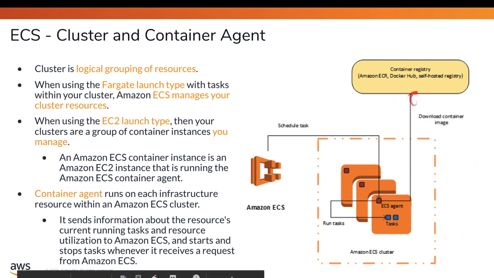So here you can see that the ECS agent can talk to your container registry, which can be Amazon ECR, Docker Hub, or a self-hosted registry. It can download the container image as and when task scheduling is triggered. The ECS agent can go and get that image and run the tasks within the Amazon ECS cluster.